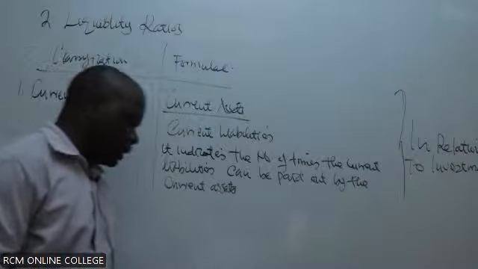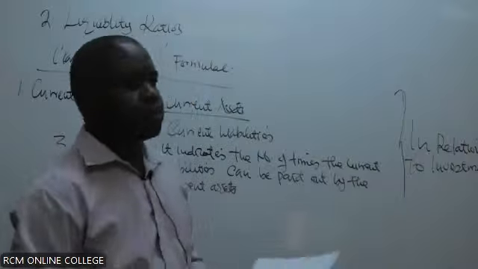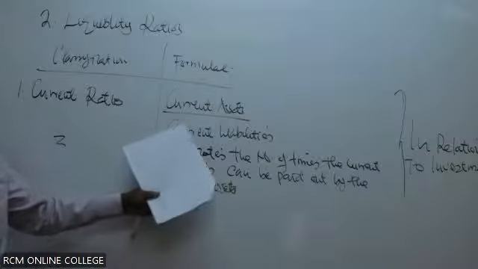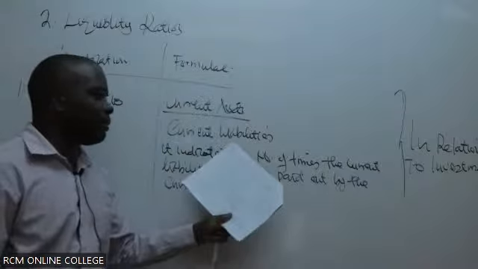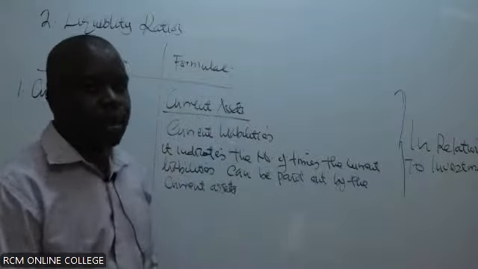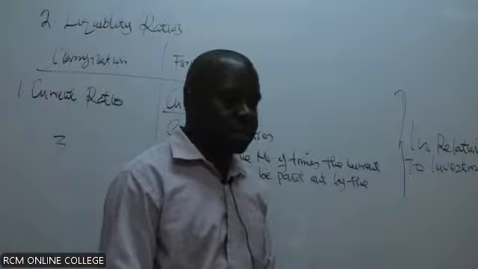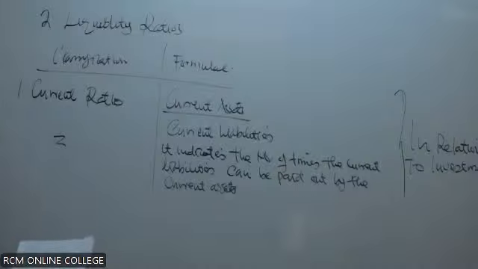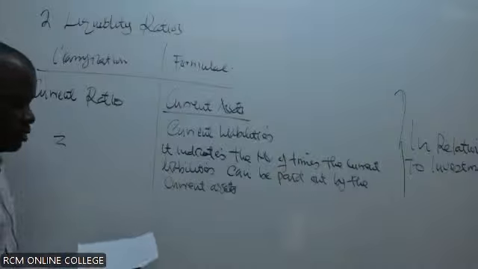The most recommended or ideal ratio is normally 2 to 1. So if you're operating between 2 to 1, then that is okay. If your current assets are double your current liabilities, then that is quite okay. So 2 to 1 is the most ideal ratio you should be able to operate within, so that you can be able to cover your current liabilities.